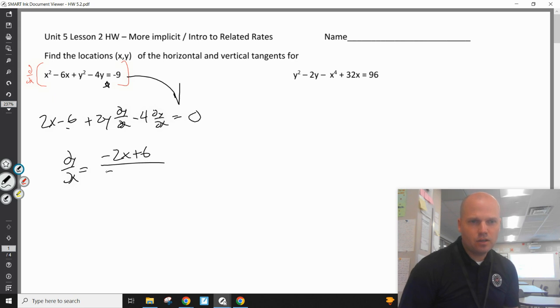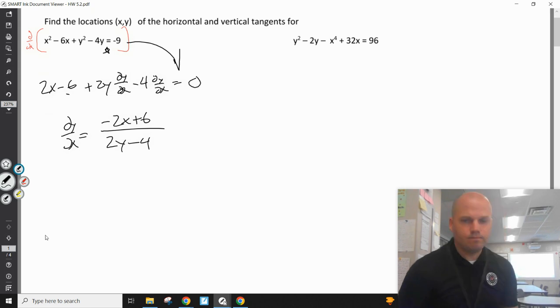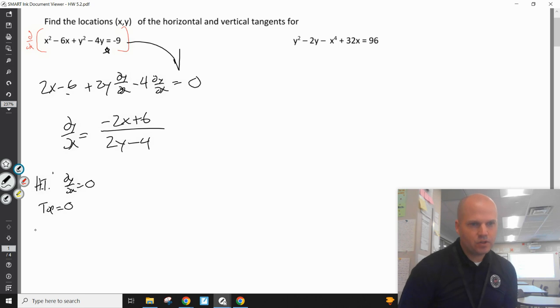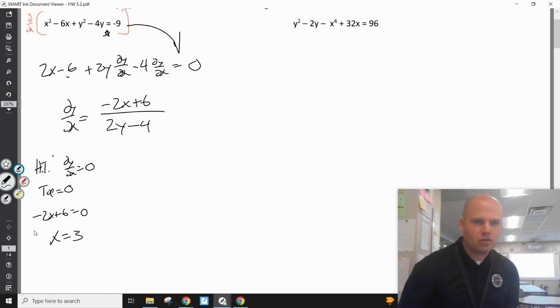If you haven't seen it, do it. Okay? Talk about horizontal tangents, or when your derivative equals 0. If you have a fraction, it's equal to 0 when the top of your fraction equals 0. So you take negative 2x plus 6, you set it equal to 0, you find your answer x equals 3. We could plug that back into the original equation to find the y coordinates that go with that.